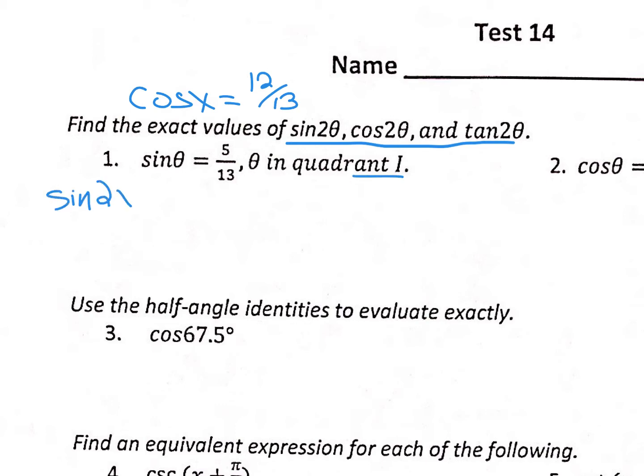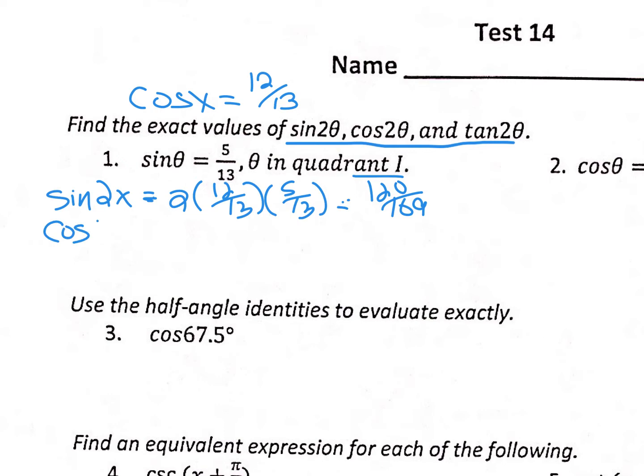Sine 2x. I'm going to do 2x instead of theta. The formula is 2 times cosine theta sine theta. So I'm going to do 2 times 12 13ths times 5 13ths. And just multiply that out. And you would get, let's see, 120 over 169.